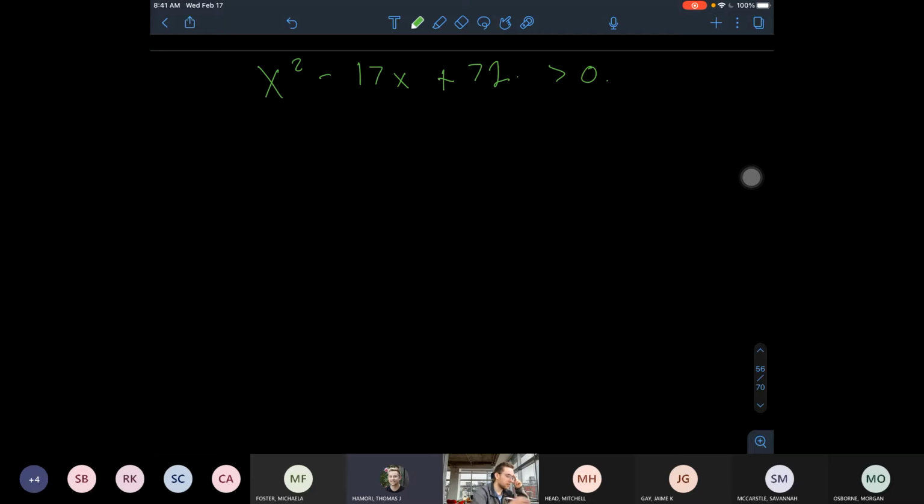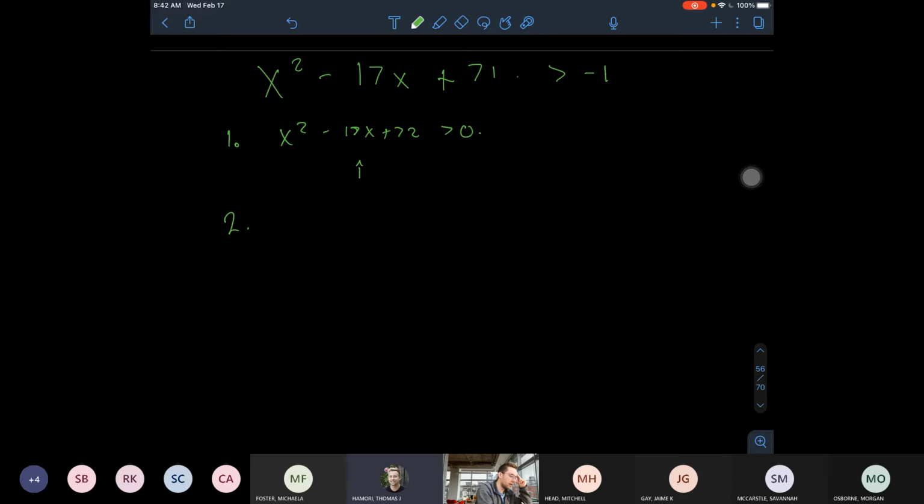A lot of the times what they'll do is give you something like x squared plus 71 is larger than negative 1 or something like that. And they'll make you move it over, so you have to remember to move everything over: x squared minus 17x plus 72 is larger than 0. So the first step is always to get everything on one side. And the second step is always to factor this thing completely.